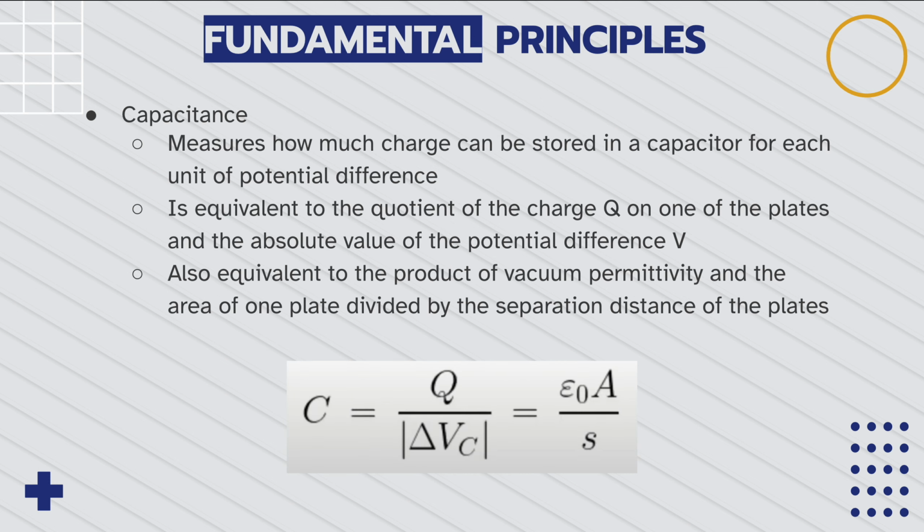Capacitance is a measure of charge that can be stored in the capacitor for each unit of potential difference. Capacitance is equal to the magnitude of the charge on one capacitor divided by the potential difference, which is equivalent to the area and the vacuum permittivity divided by the separation distance.